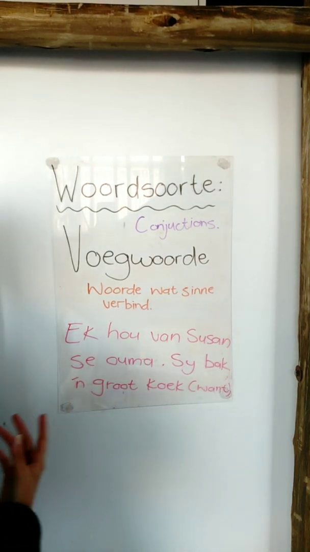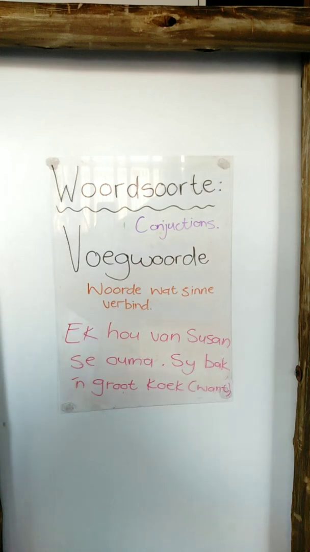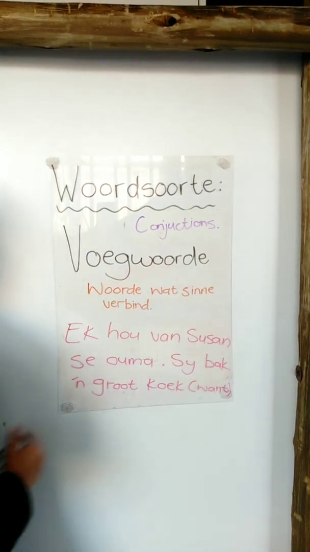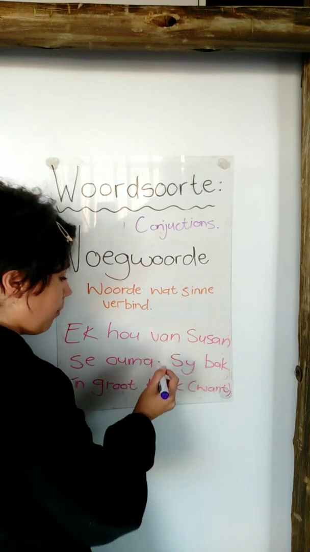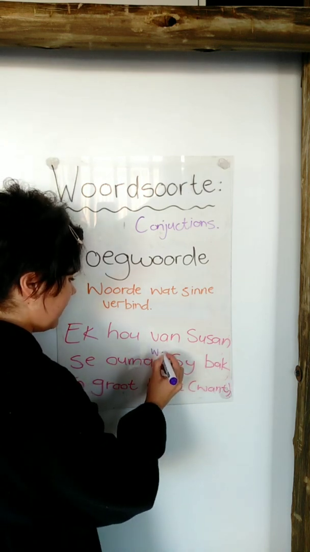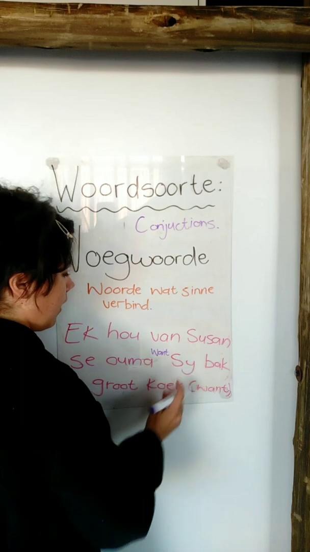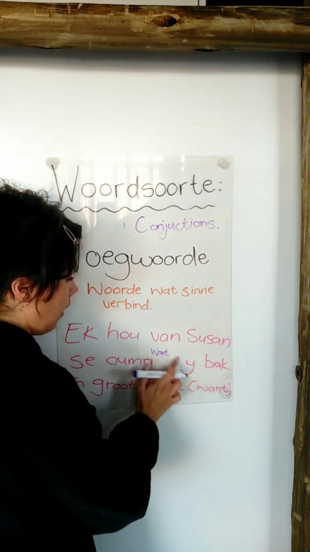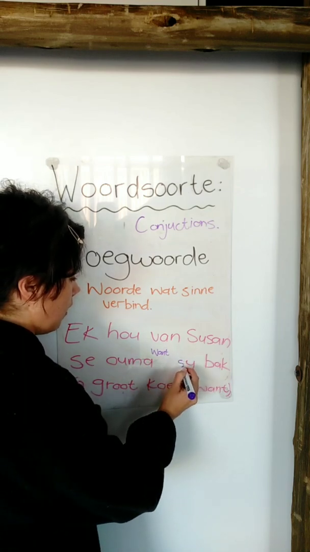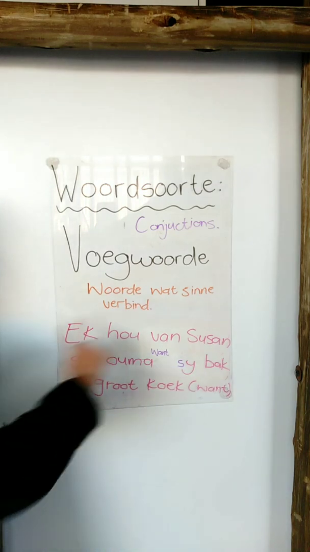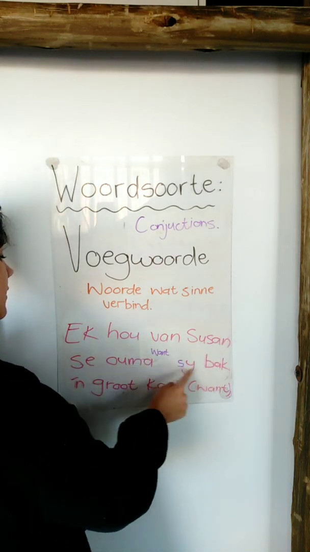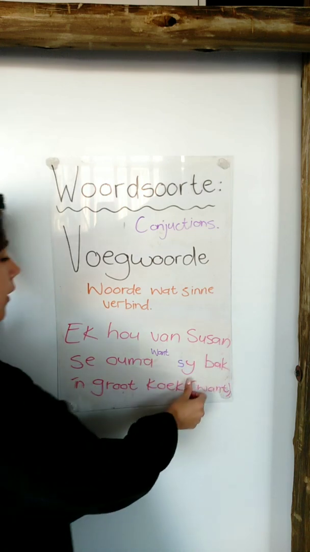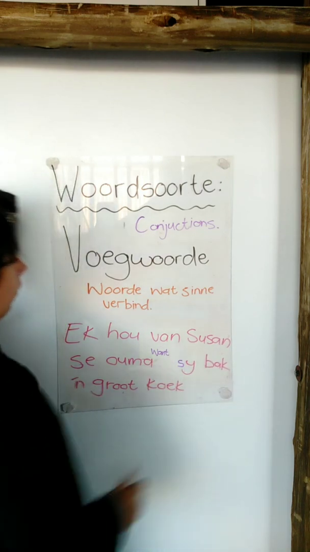Okay, now what we are going to do is, first of all, you're going to take away this full stop. Okay, you're going to replace that full stop with the word want. And you're going to change this uppercase letter to a lowercase letter. So now it's going to be one sentence. Ek hou van Susan se ouma, want sy bak 'n groot koek. And then this will then fall away. Okay.